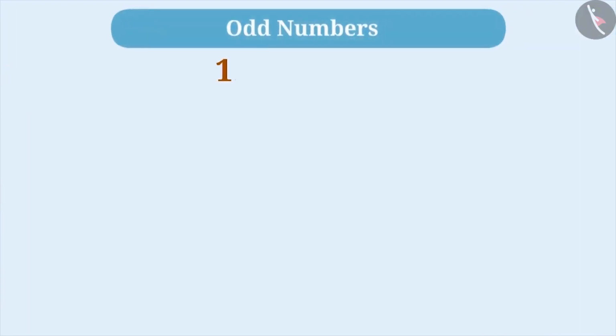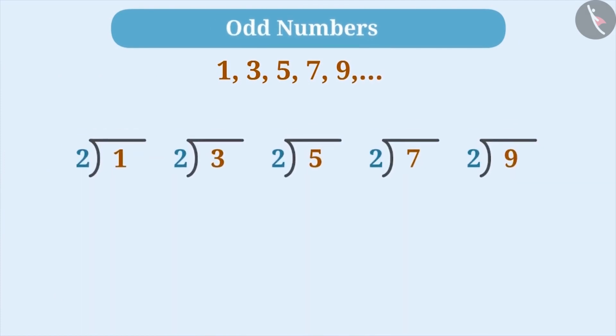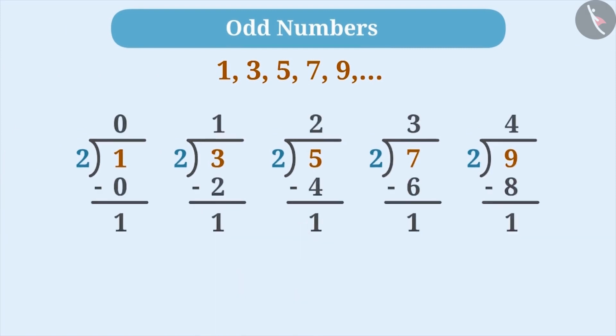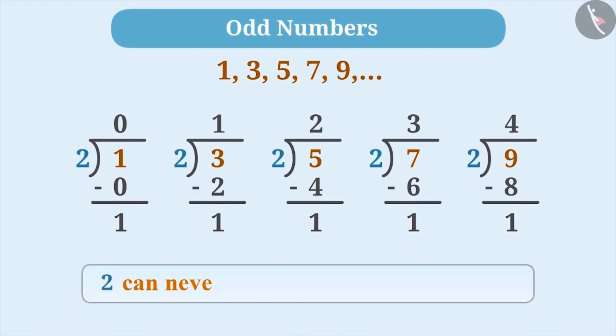Let's divide odd numbers such as 1, 3, 5, 7, 9, etc. by 2. Do you always get 0 as remainder? No. Upon dividing odd numbers by 2, we never get 0 as remainder. What do you understand by this? You got it right. 2 can never be a factor of an odd number.